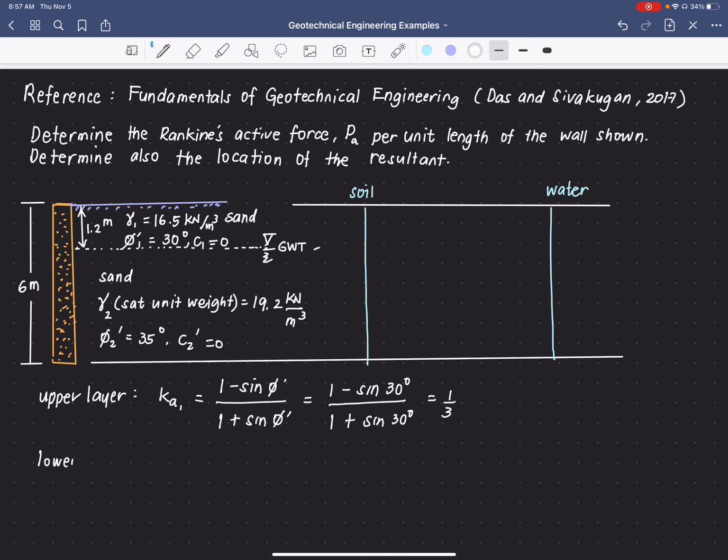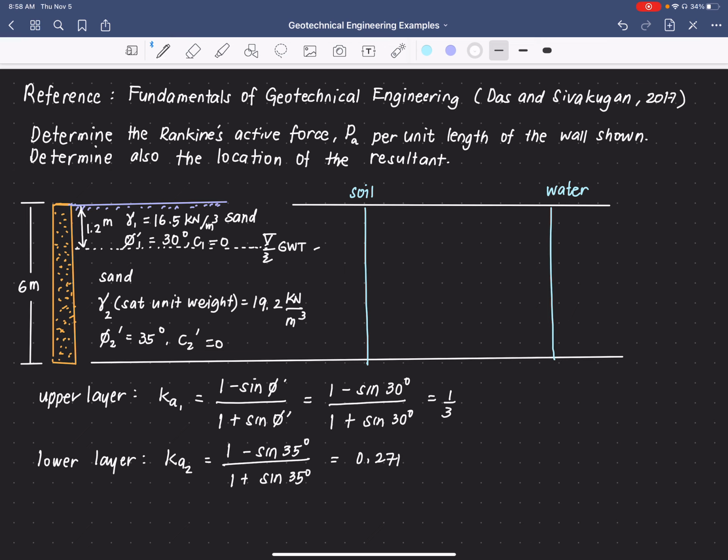Then we solve for the lower layer, and that is below the groundwater table. Let us write this as K sub A2. Having the same formula, we have 1 minus sine, but this time our angle of friction is 35 degrees, divided by 1 plus sine 35 degrees. And we have here 0.271.